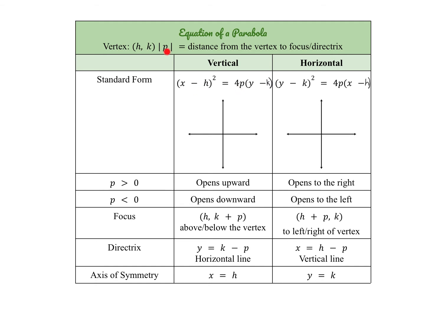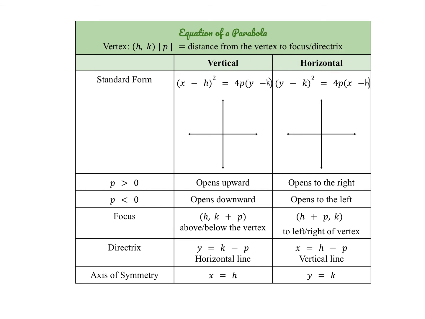So the absolute value of p is the distance from your vertex to your focus or your vertex to the directrix. The absolute value of p should be the same for either the vertex to the focus, or the vertex to the directrix. So this p value is going to be really key to helping us figure out where our focus and directrix are. So how can you tell, first of all, if your graph is going to be vertical or horizontal?